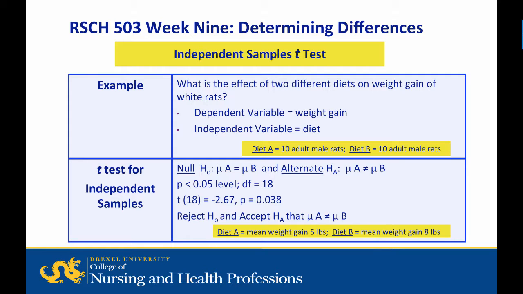The t-test with degrees of freedom of 18 equals negative 2.67 with a probability equaling 0.038. Thus, we reject the null hypothesis and accept the alternate hypothesis that the mu of A does not equal the mu of B. Diet A rats had a mean sample weight gain of 5 pounds. Diet B rats had a mean weight gain of 8 pounds. The difference is considered statistically significant.